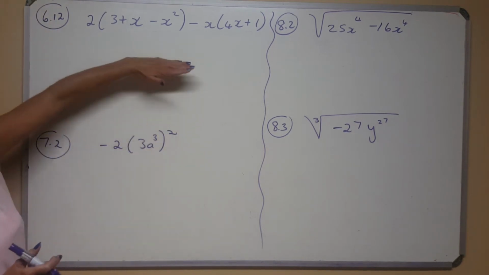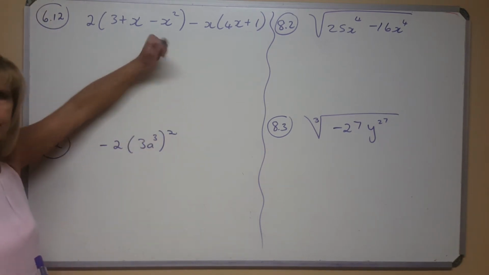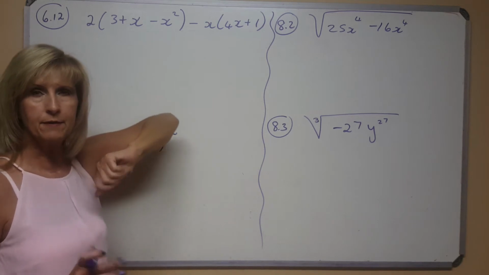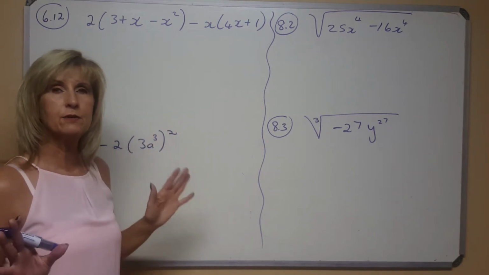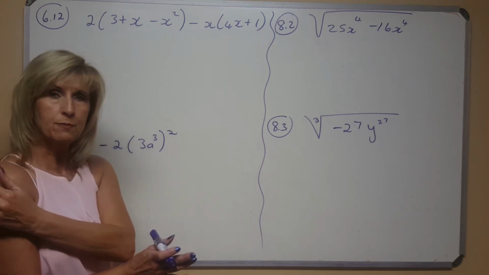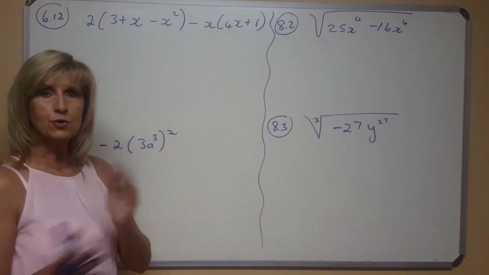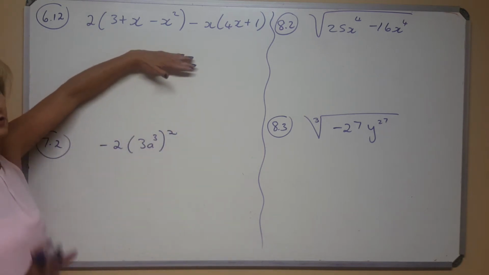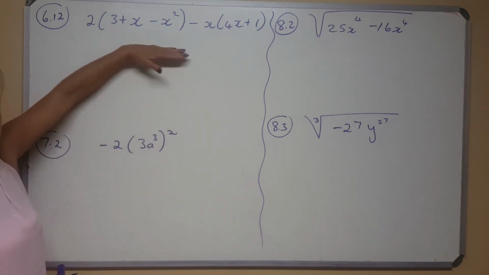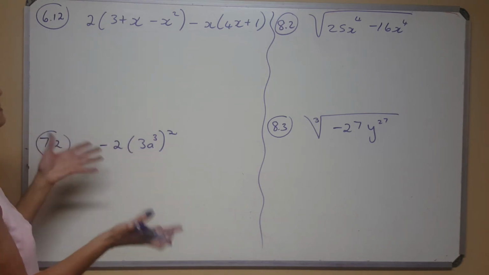6.12, simplify. Onthou, meeste wiskunde onderwysers gaan dit altyd sê, vereenvoudig of los op vir x as dit 'n vergelyking is. The favorite words to use in a question paper is simplify or solve for x, solve the variable. There's no x to solve if it's not an equation, so this has to be simplified. Wat is daar om te doen? What is there to do?